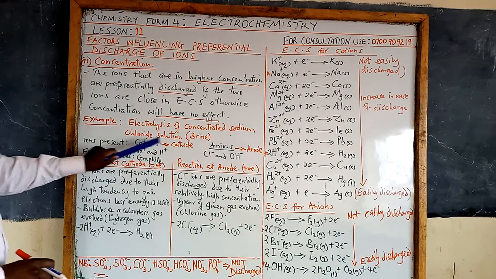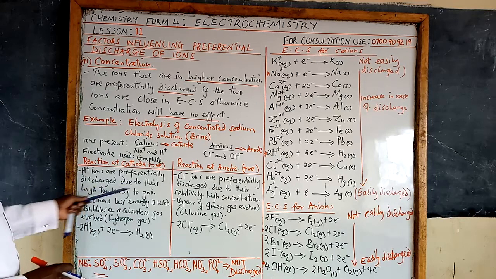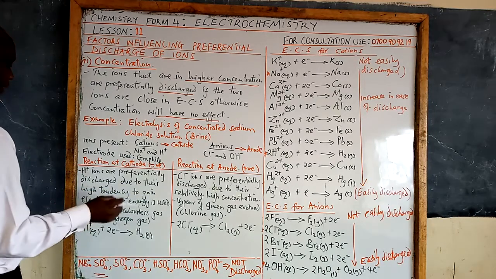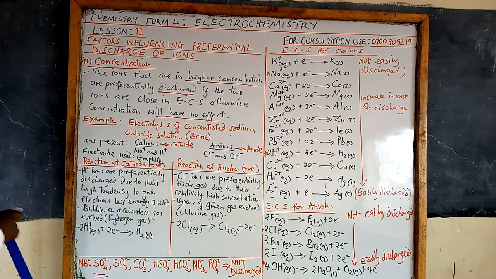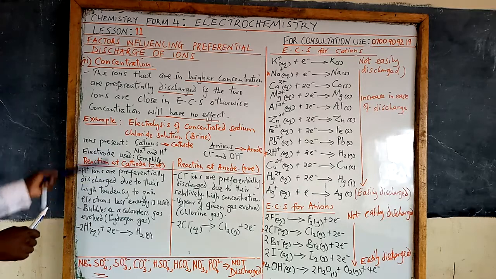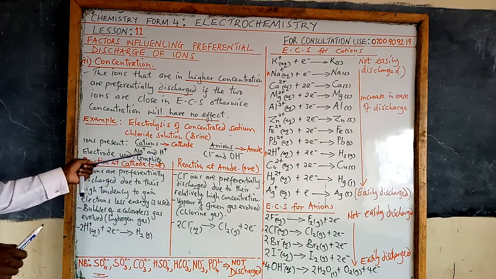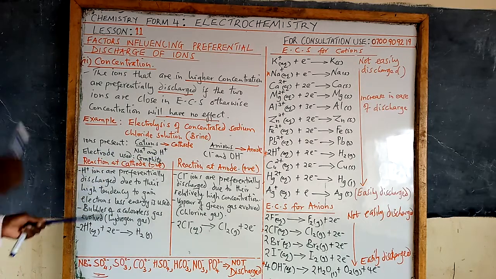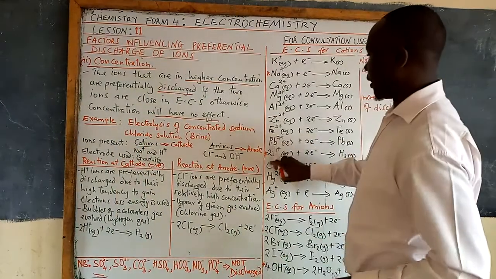So what happens at the cathode? The cations migrate to the cathode, where hydrogen ions are preferentially discharged, and this time it is because of the high tendency to gain electrons as compared to sodium. That means less energy is required. In this case, concentration has no effect on discharge of sodium or hydrogen. That means here we are going with factor number 1, that is the position. So look at the position of sodium and hydrogen.